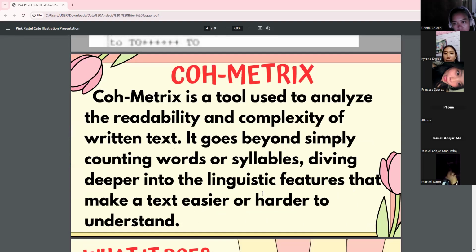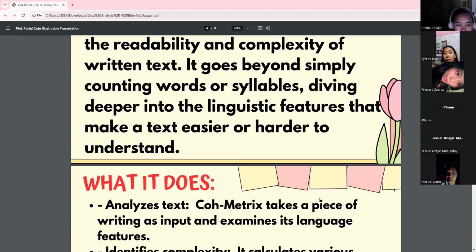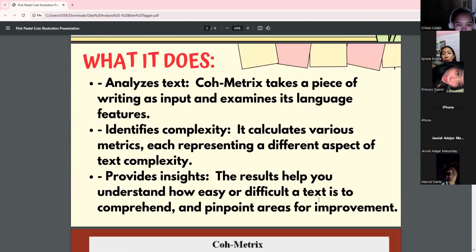So the next topic is Coh-Metrix. Coh-Metrix is a tool used to analyze the readability and complexity of written text. It goes beyond simply counting words or syllables, diving deeper into the linguistic features that make a text easier or harder to understand. It analyzes text readability and complexity by examining words, relationships, and text themes.